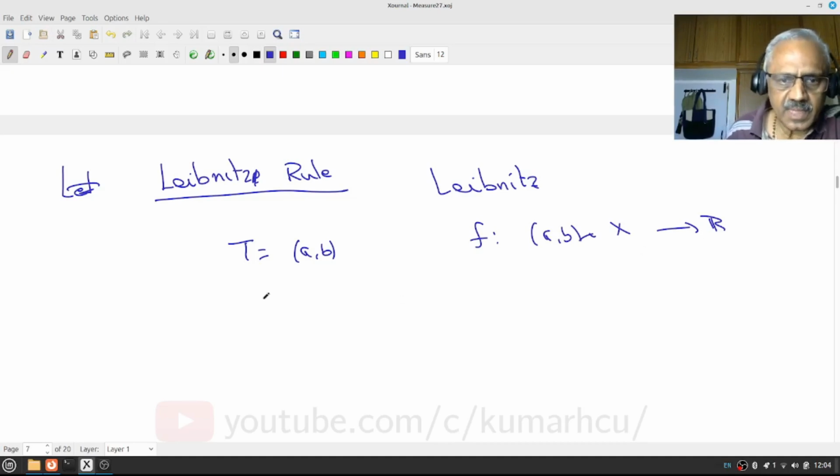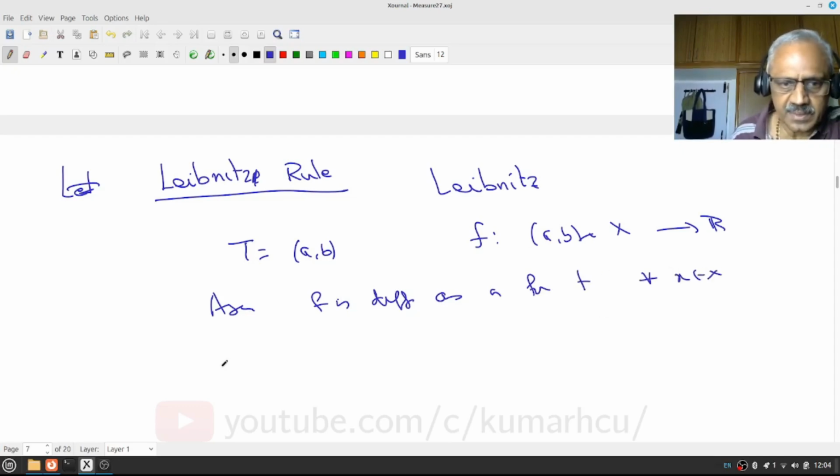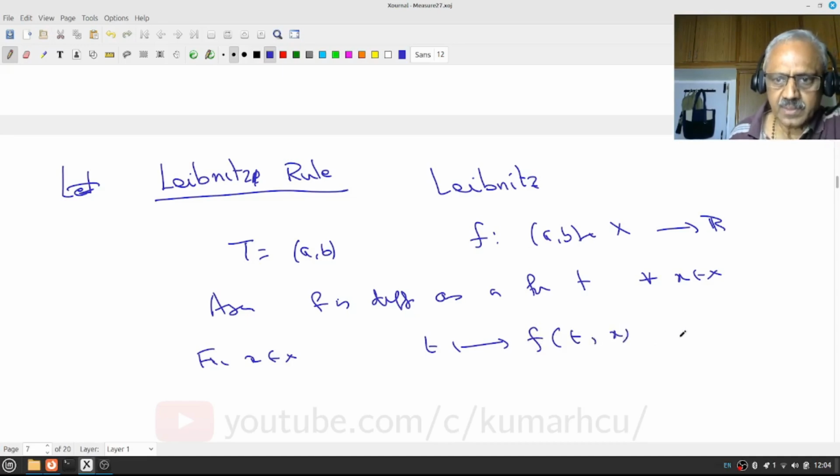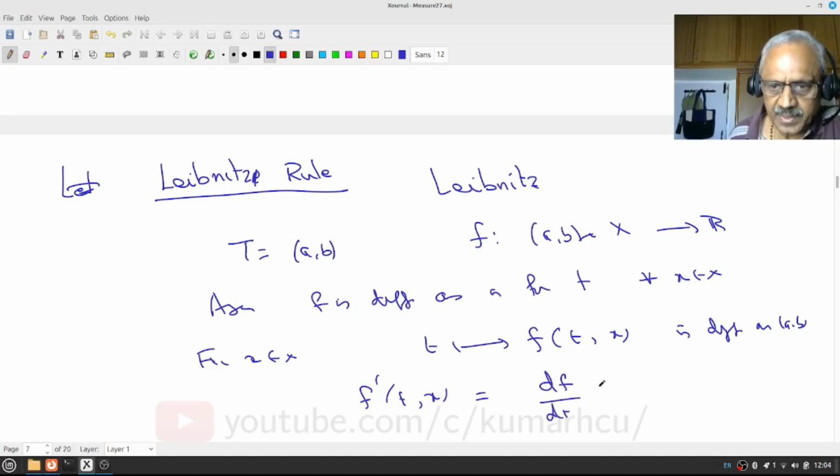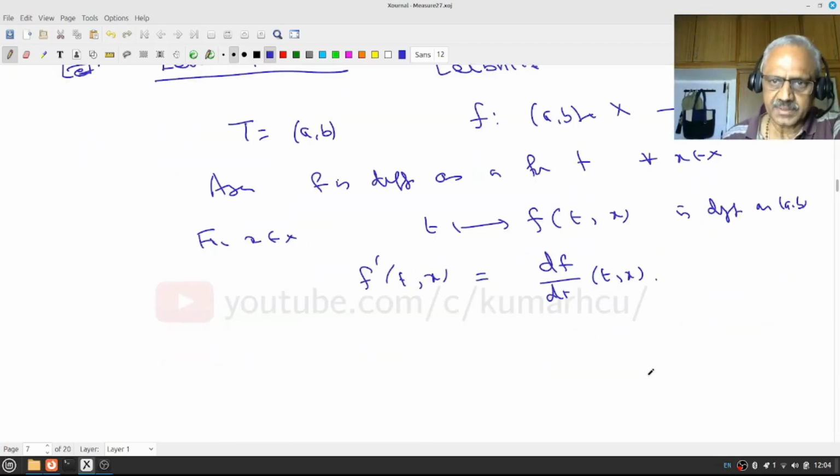Then assume f is differentiable as a function of t for every x in capital X. That is, fix x in X and look at the function t going to f of t comma x. Then this is differentiable on ab. Therefore, I can denote by f dash of t x the derivative df by dt at t x. It is the derivative only with respect to t.